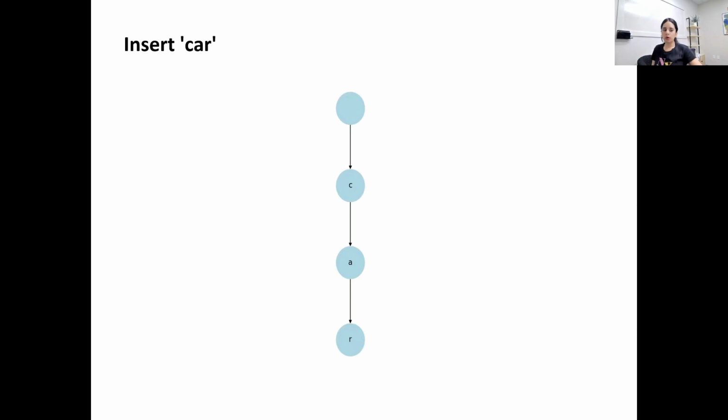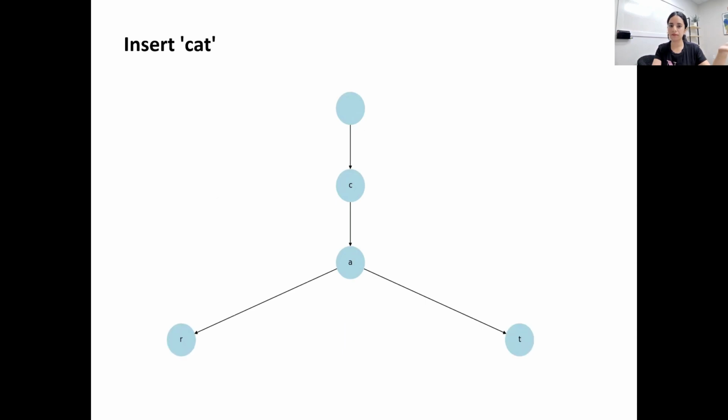Yeah, so in terms of visualization, if you're trying to insert the word car, again the root is going to be empty, and then you will insert C, and then you will check whether C has any children or not. Since C did not have any children, you will insert the letter A. Again, you will check whether A has any children or not. It does not, so you will insert R in it.